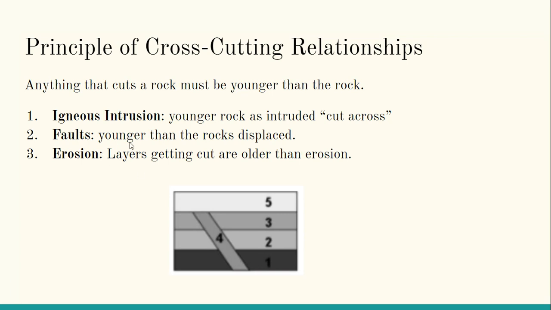Okay? Faults are younger than the rocks they displace. A fault is a break in the rock. That break can't happen if the rock isn't there. So the rock had to be there first for the break. The break is younger. And then erosion, layers that get cut are older than the erosion.